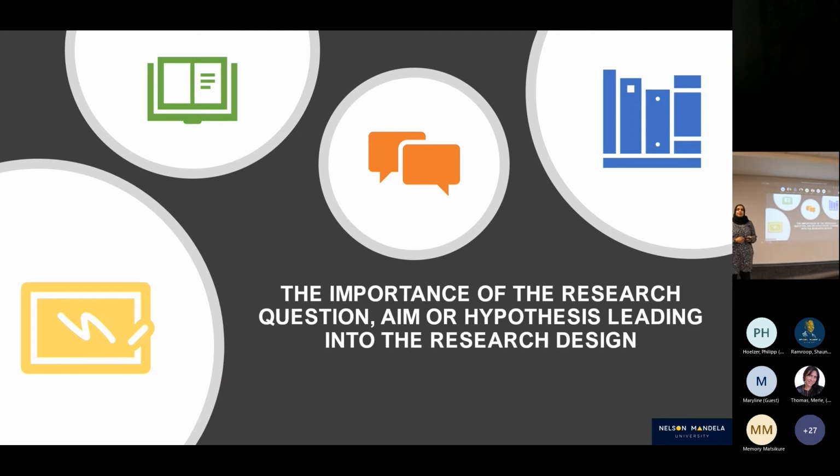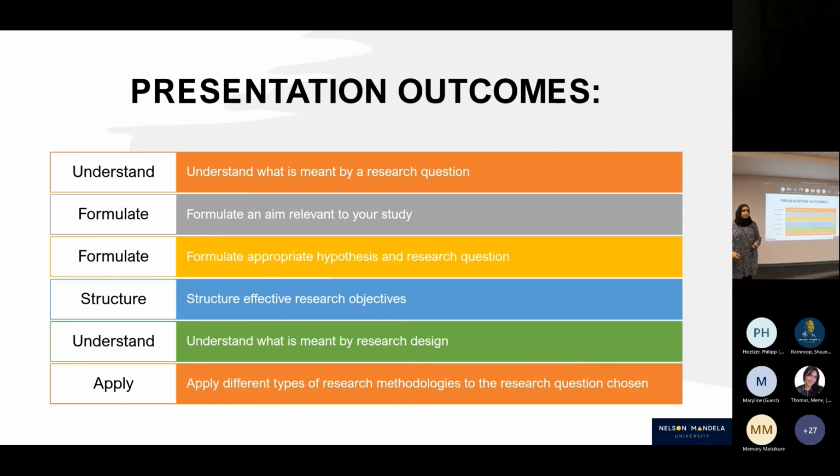Okay. So today we're going to chat about the importance of the research question, the aim and the hypothesis, the research objectives, as well as different research designs and methodologies that we can use when formulating our proposal or thinking about the research study that we would like to do. So at the end of this presentation, we have a few outcomes that we would like to work within.